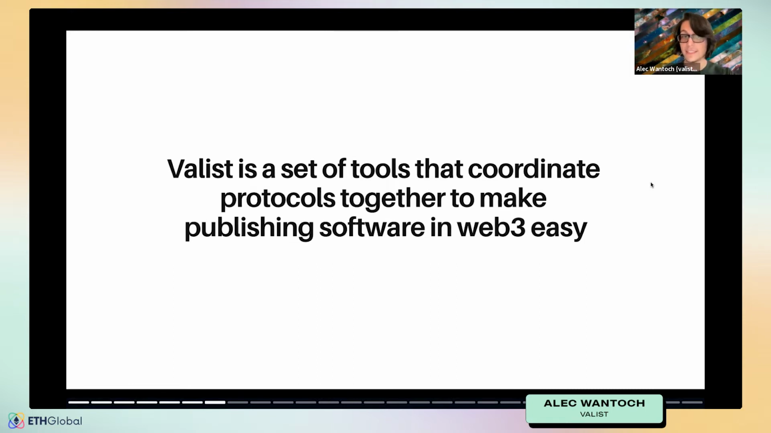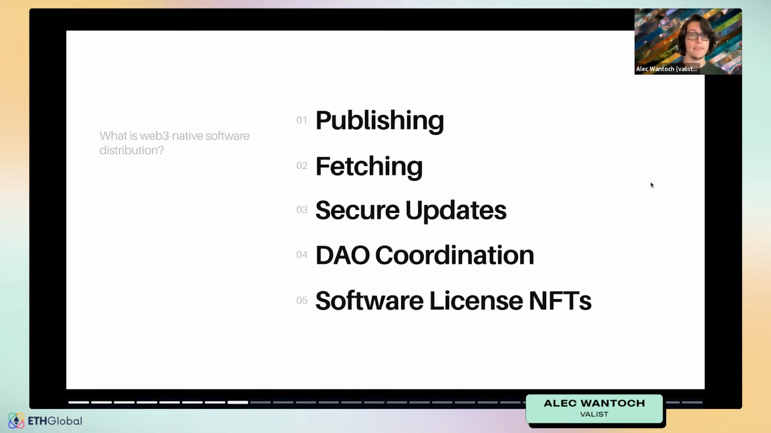And Valist is a set of these tools that coordinate protocols together to make publishing software in Web3 super, super easy. Things like publishing, fetching, secure auto updates, and even really cool things like DAOs coordinating software releases together, as well as being able to monetize apps and replacing your app purchases, in-app purchases, game purchases, things like that with software license NFTs. So this is kind of a Web3 native DRM system that you can use now.